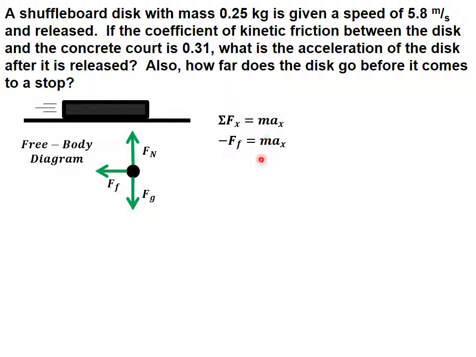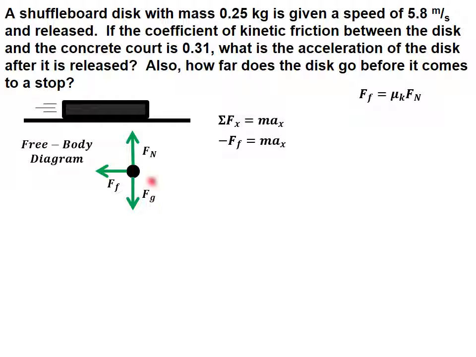Now we're looking for the acceleration. We have the mass, but we don't have the force of friction. At this point we have an equation for the force of friction, and that's going to be the coefficient of kinetic friction times the normal force. Well, we have the coefficient of kinetic friction, it's 0.31, but we don't have the normal force.